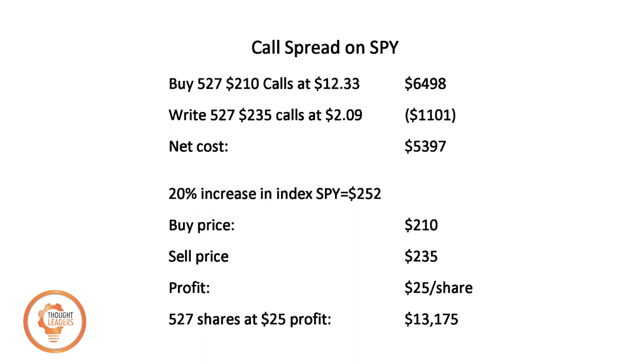This part is the same. We've got 527 spreads. There's a 20% increase in the market, so spiders are now trading at 252. Our call options give us the right to buy at 210, so that's a $42 discount. But we're going to get called away because we sold call options. And the call options that we sold are going to get called away at $235 a share. So we would have made a profit of $25 a share in a 20% market. We would have made the same amount if it were a 50% market because we're capped. We have 527 of those that we can sell at a $25 profit and make $13,175.